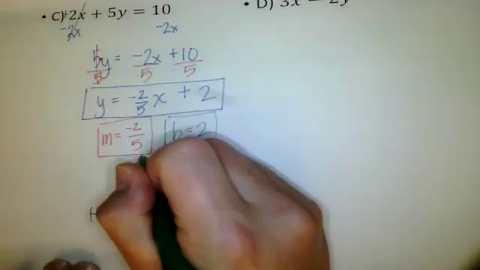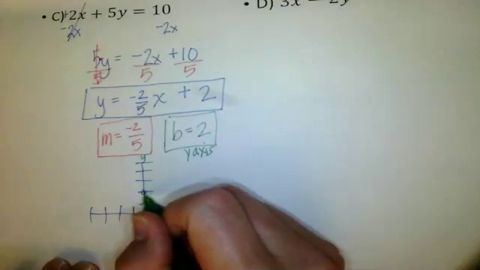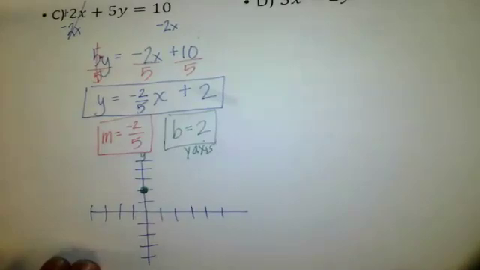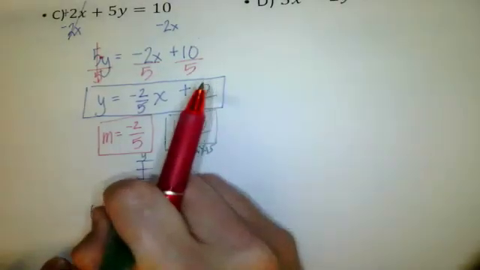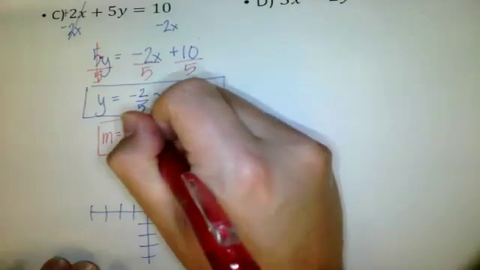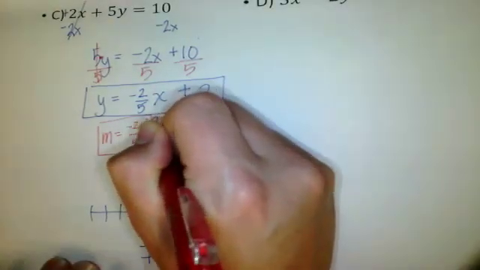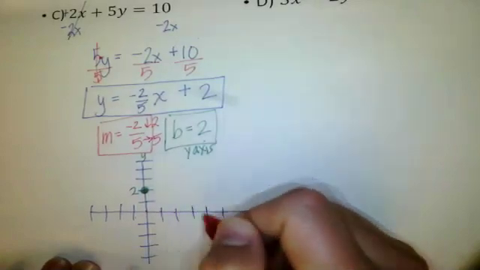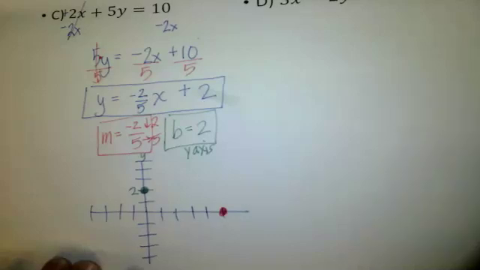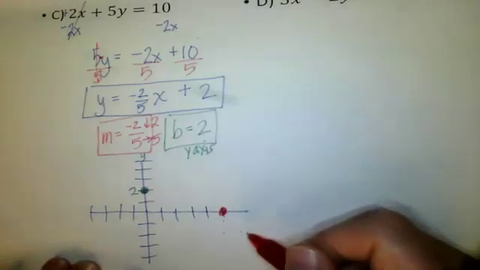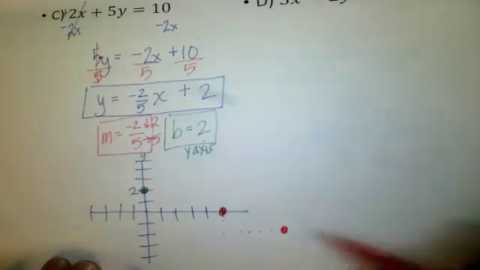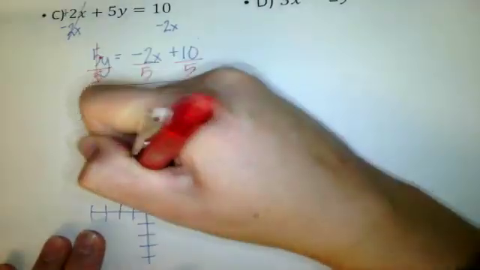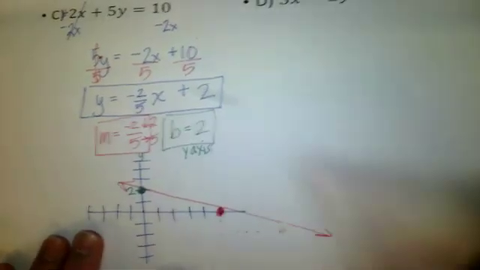All right. So I'm going to go to my y-axis, and I'm going to go to 2 on the y-axis. And then I'm going to count my slope. What does my slope tell me to do? Down 2, right 5. Down 2 puts me on the axis, and right 1, 2, 3, 4, 5. I could do it again. And then connect the dots. Sort of missed there. My dots did get a little closer together.